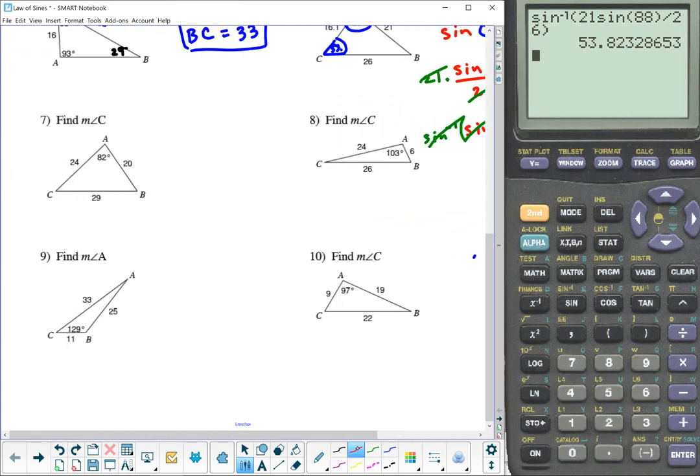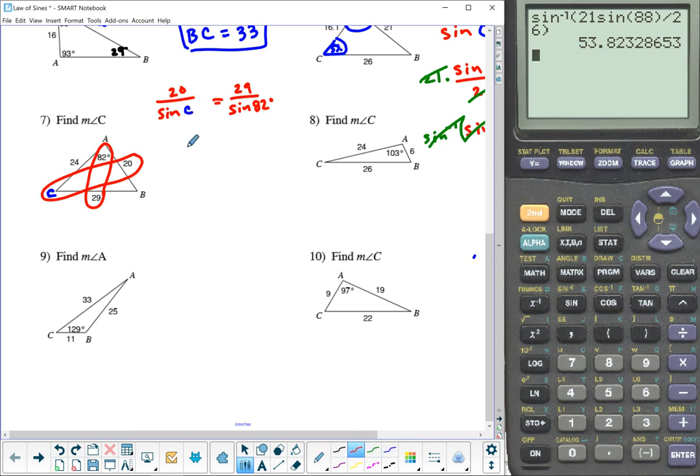7. Same scenario, actually. I'm going to go ahead and start it up with 29 over sine of 82. So I'll start up here. 29 over sine 82 degrees. That's an equal, and we're looking for angle C again. So we're going to say, and across from angle C is 20. So we're going to go ahead and do 20 over sine of C.